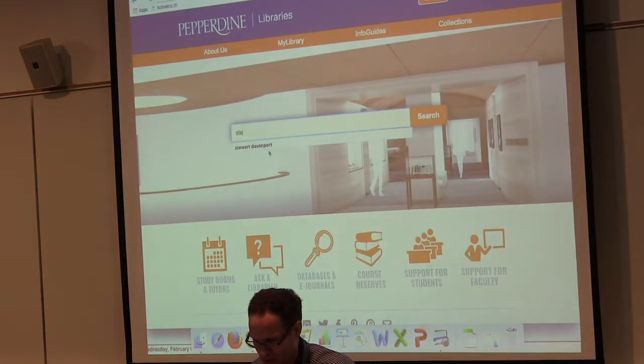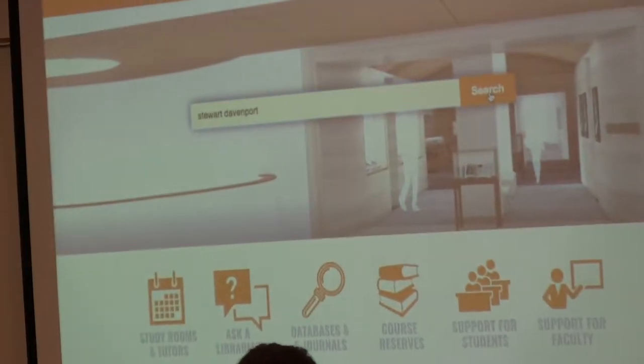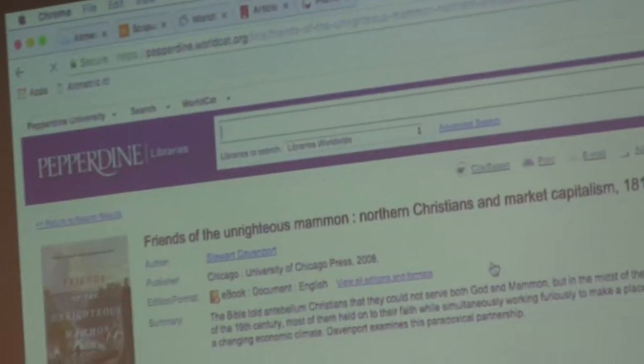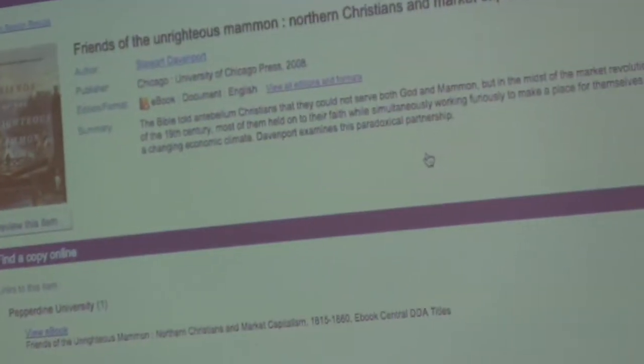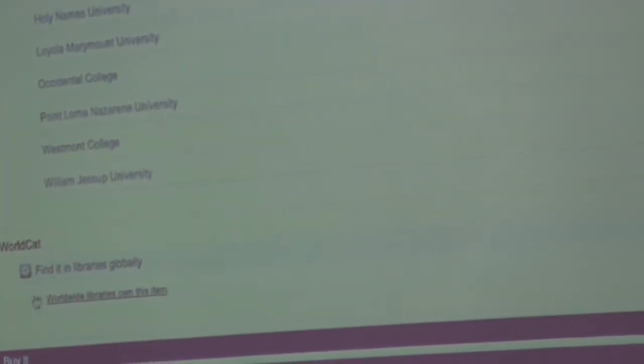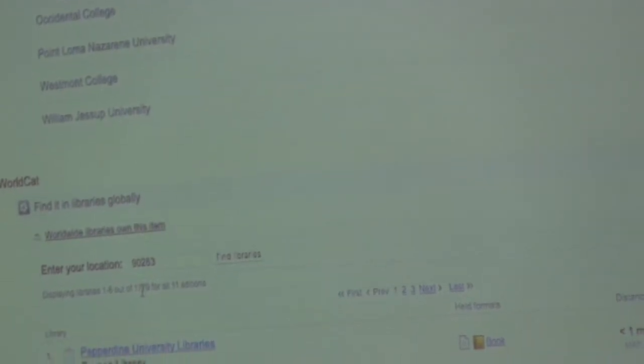I'm going to do an example. Stuart Davenport, he's a history professor I work with at Seaver, and he wrote this book, Friends of the Uprighteous Mammon, Northern Christians and Market Capitalism. So it's a very academic title. And when I go in here, this is the catalog that searches almost every library in the country. It shows that close to 1,800 libraries own his book.